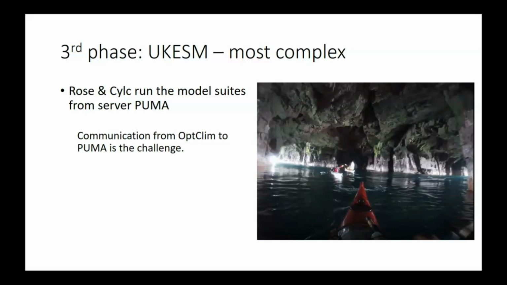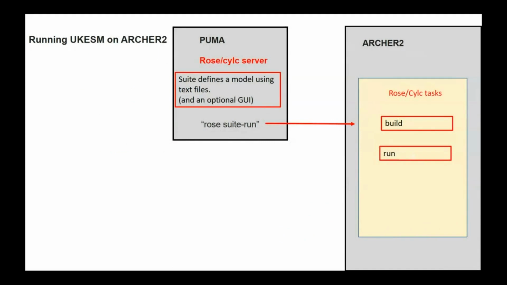Puma is a server run by NCAS to help the UK community with the UKESM model. And this is what it looks like when you normally run UKESM on Archer. You connect to the Puma server, and a suite is defined by a set of text files which can be edited with an optional GUI, and these define a suite that represents your model run. And then on Puma, you execute the command rose suite-run, and that causes things to happen on Archer.